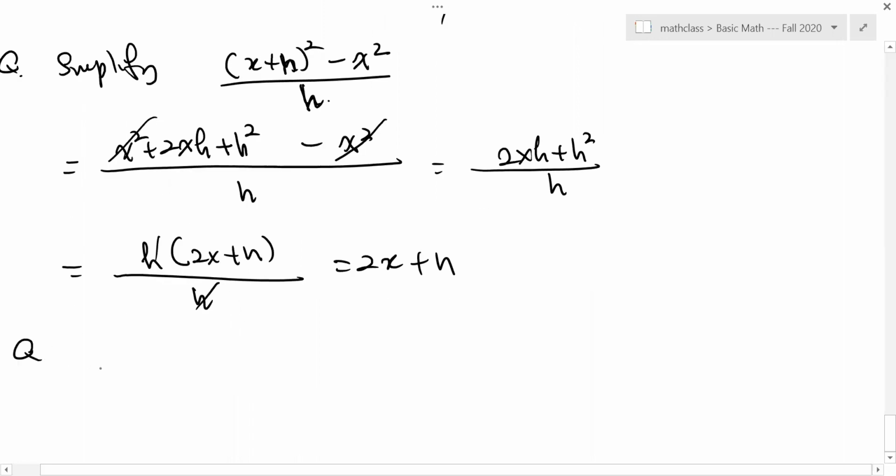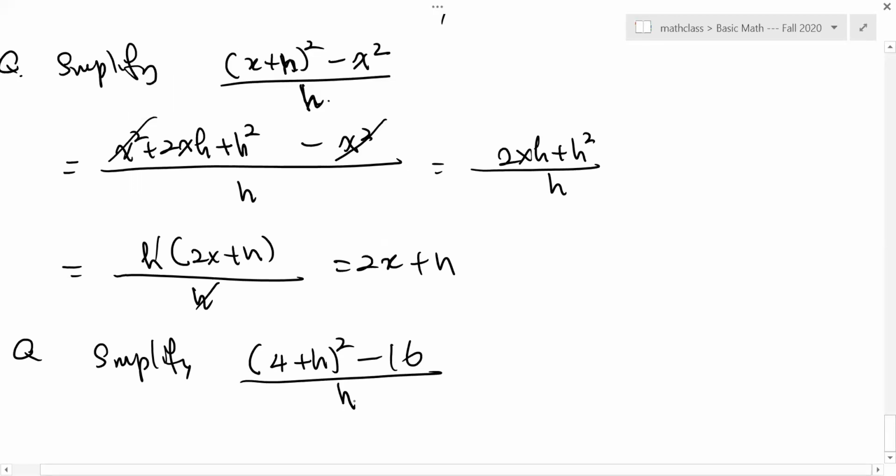Right, so for practice, I want to do the next one. This is a problem that shows up in calculus, but if you do not know how to simplify it, you're not going to get the correct answer. So I'm going to ask you to simplify 4 plus h squared minus, let's say, minus 16, divided by h. Okay, please do this.